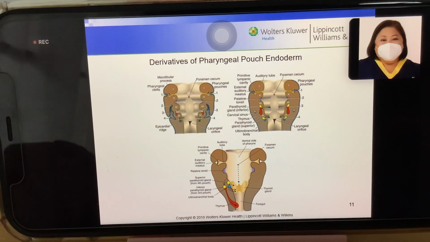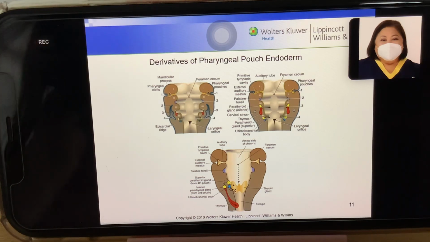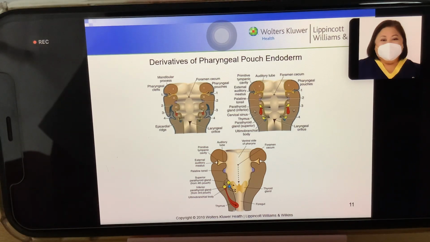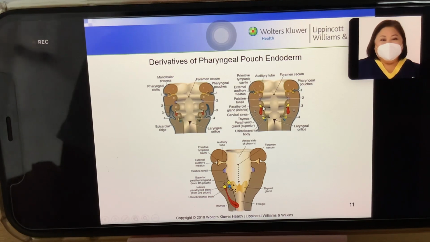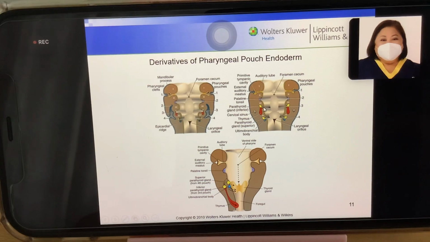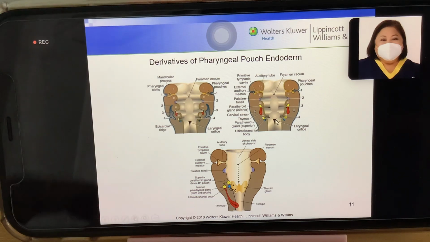The third pouch, and the fourth pouch makes the parathyroid glands. But contrary to what might seem appropriate, the third pouch makes the inferior parathyroid, and the fourth pouch makes the superior parathyroid. Okay, so the third pouch also makes the thymus that migrates to the thorax. The fourth pouch makes the ultimobranchial body that attaches to the thyroid gland. The thyroid gland forms from the proliferation of endoderm from the floor of the pharynx and is not a pouch derivative. Okay? Thyroid gland.